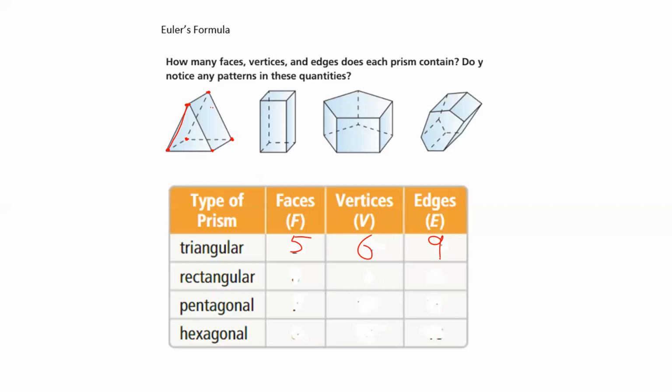Now, at first glance, you look at this and it does not look like there's a pattern. Right? But fill the rest of these in, and I promise you there is a pattern between these values. So find how many faces, vertices, and edges you have in each one of these other shapes.